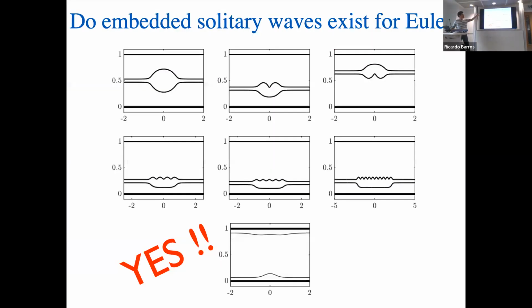So the question is, the model is fine, but do they exist in Euler? And the answer is yes. And perhaps I should stop here.